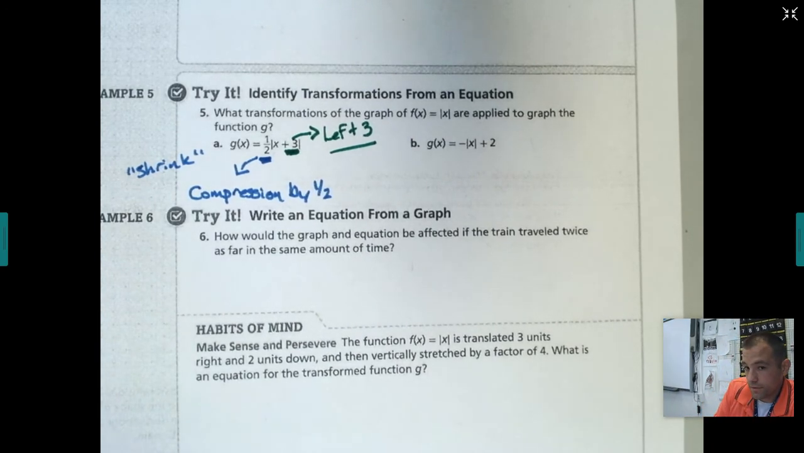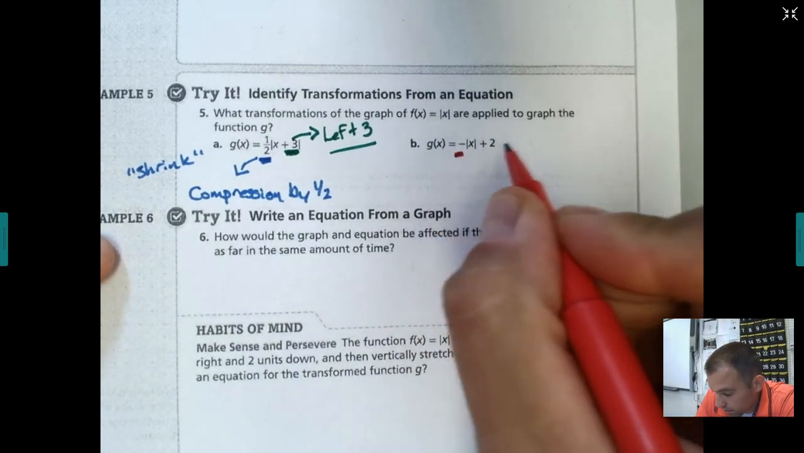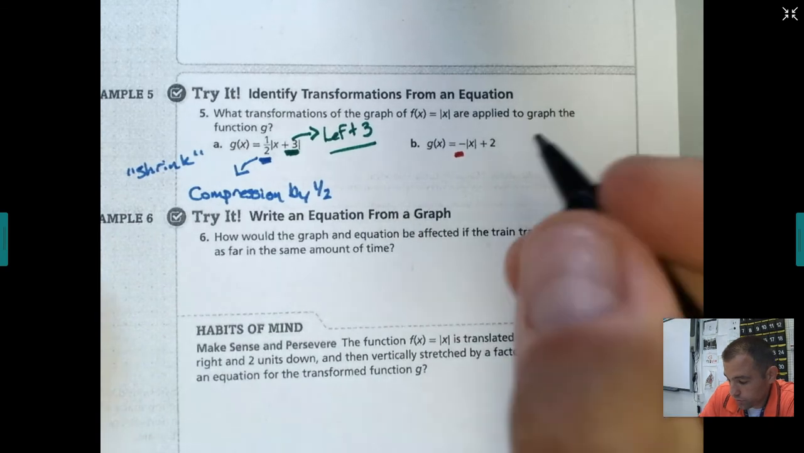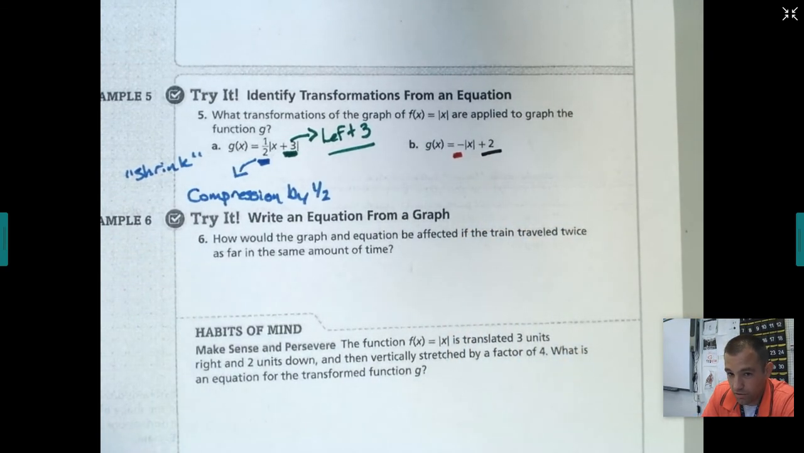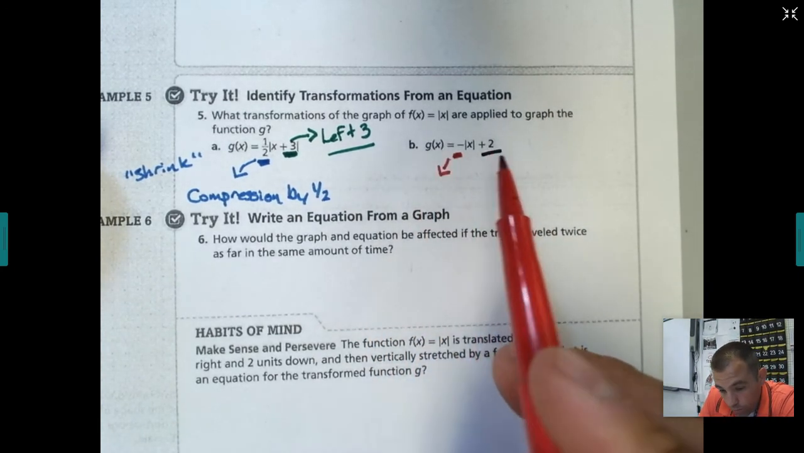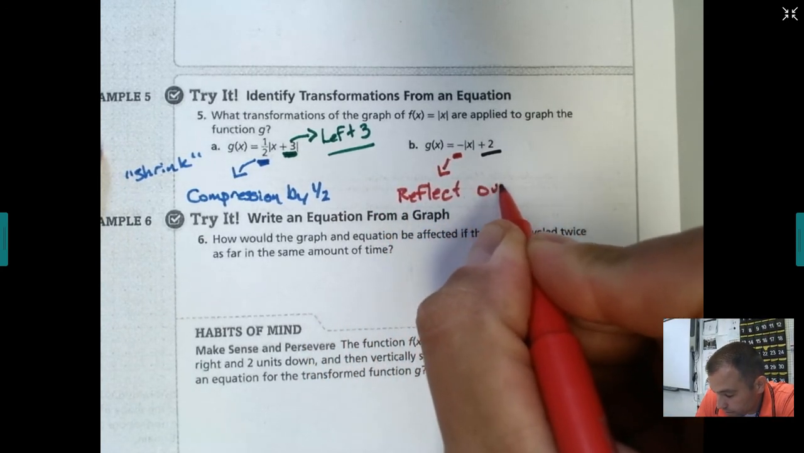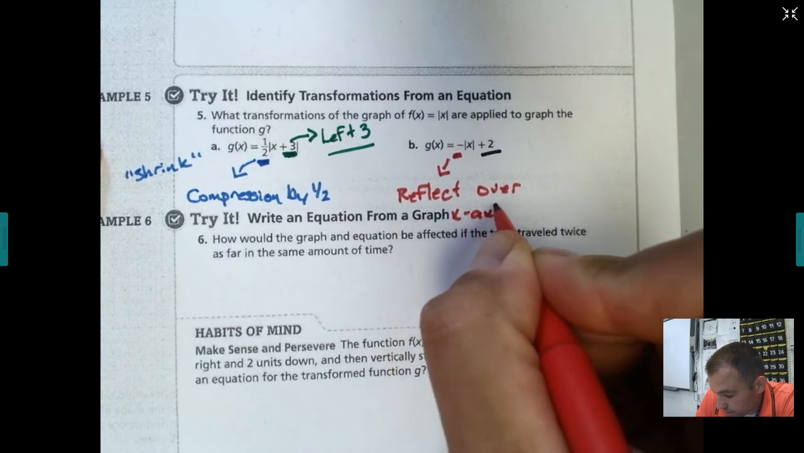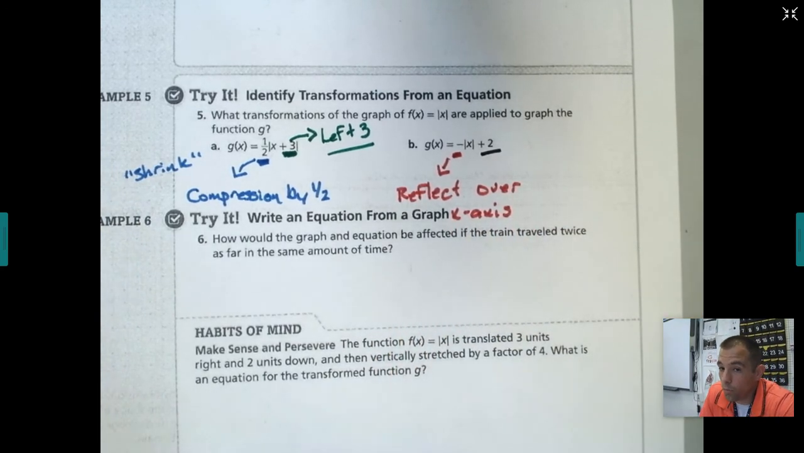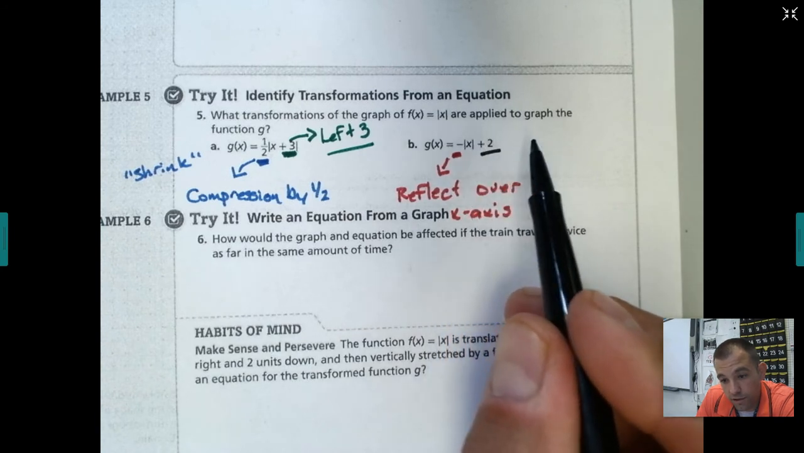All right? The second one here, example B, has a negative sign, and it has a +2. Those are the only things that are different, right? The absolute value of x is our base function. So there's a negative in front of the whole problem. So that is going to reflect over the x-axis because the negative is in front of the whole problem. Okay? Since it's in front, it reflects over x. If that negative would have been inside the absolute value, then it would reflect over y.